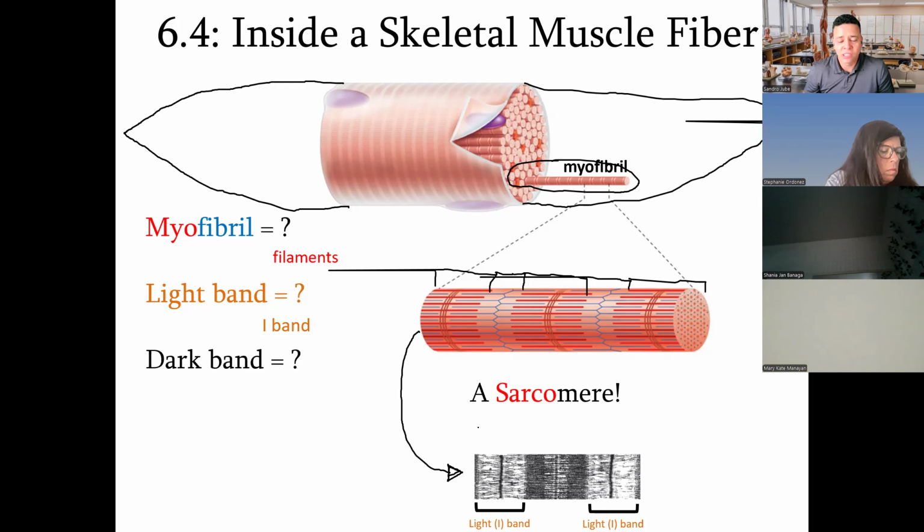The light section is called the light band, also called the I band. The dark section is called the dark band, also called the A band. And we're going to see what makes the light band lighter under the microscope, what makes the dark band darker under the microscope.